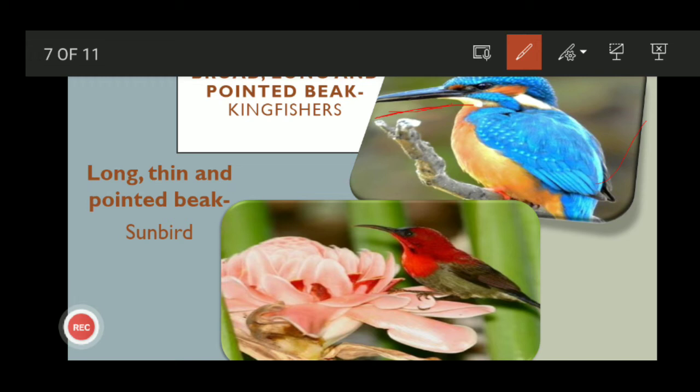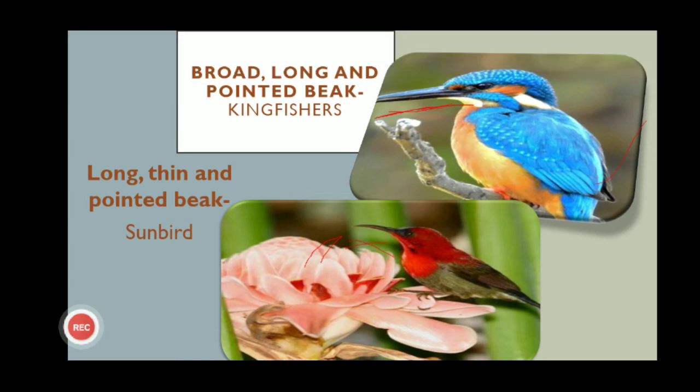Now sunbird, here you can see a little sunbird. दे हैव लॉन्ग थिन एंड पॉइंटेड बीक. उनकी पतली होती है बट लॉन्ग होती है एंड नुकीली होती है. एंड देयर बीक हेल्प देम टू स्ट्रक द नेक्टर ऑफ फ्लावर्स. वो फ्लावर्स के जूस को चूसती हैं, एंड इन दिस वे देयर बीक हेल्प देम टू सक द नेक्टर.